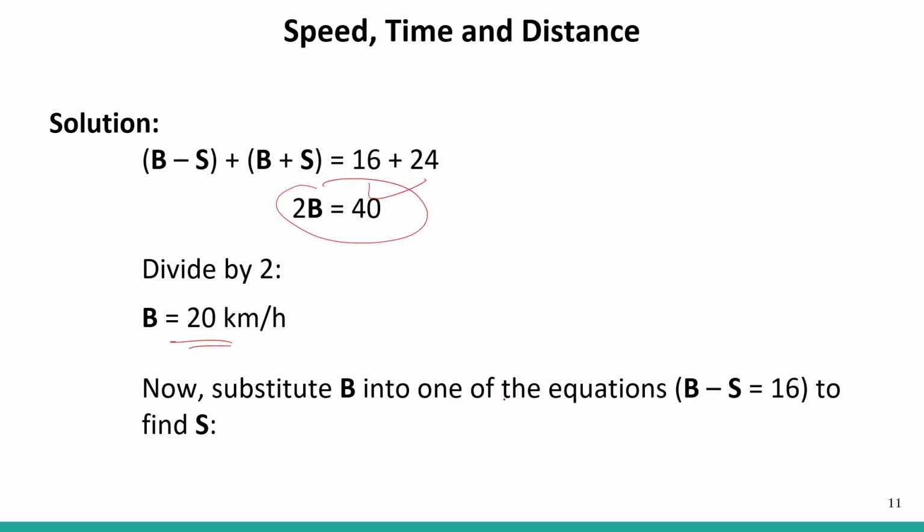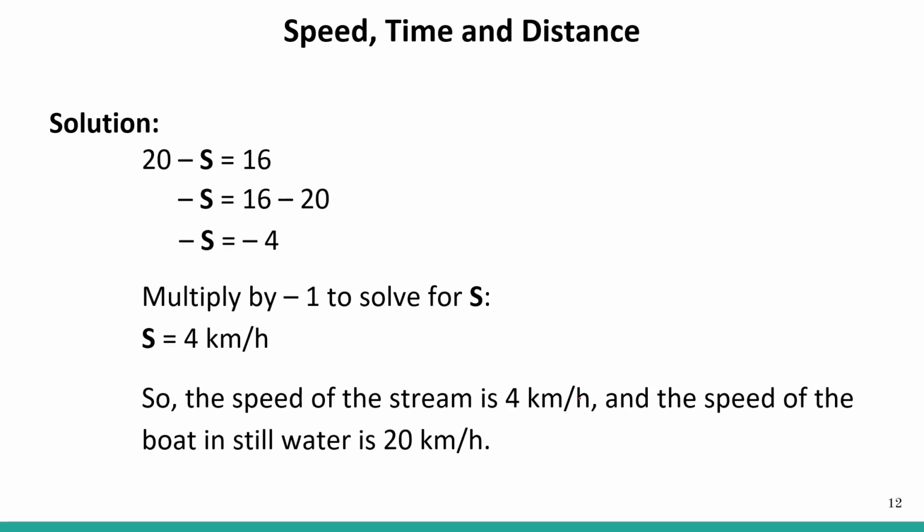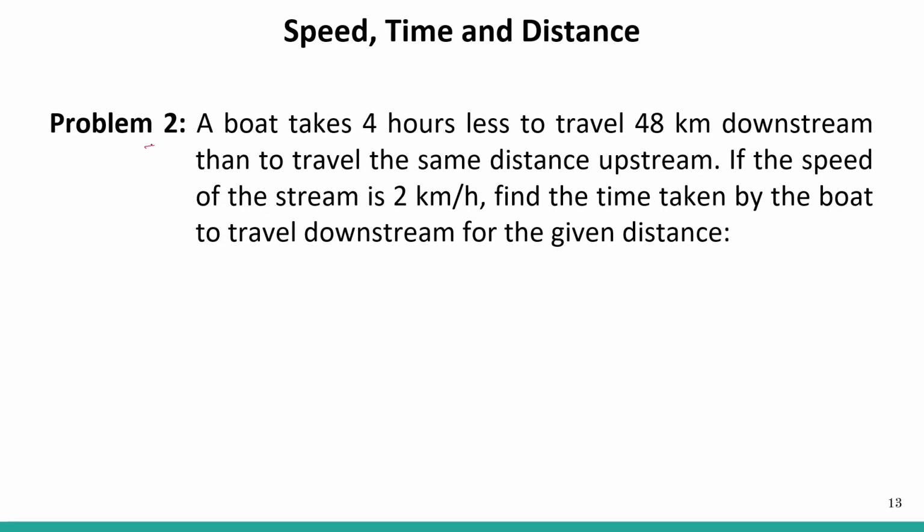So substituting B into the first equation, that is B minus S is equal to 16. So it will be what? 20 minus S is equal to 16. So this implies that S is equal to 4. So S will be 4 km per hour. So speed of the stream is 4 km per hour and speed of the boat in still water will be 20 km per hour. So let's see problem number 2.